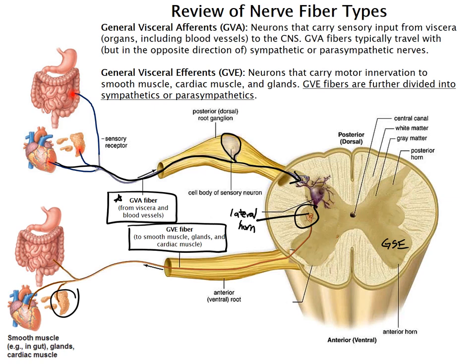These autonomic neurons will send out their axons through the ventral root into the spinal nerves, and they will be destined for their target tissues, which again is made up of smooth muscle, cardiac muscle, as well as glandular tissue.